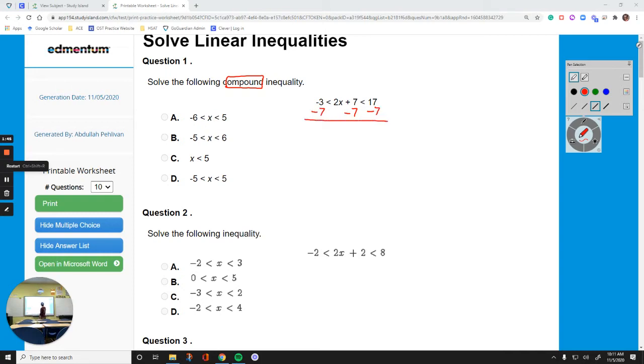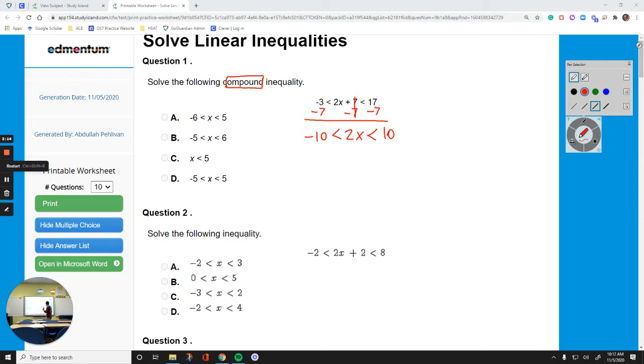When we have an equation, we have only two sides. When we have an inequality, we have only two sides, but in a compound inequality, we have three sides: left, middle, and right. So I'm subtracting the 7 from all of the sides. Negative 3 minus 7 is negative 10. Bring down the sign. Bring down what you have left, because these are going to be gone. And then less than 10. 17 minus 7 equals 10.